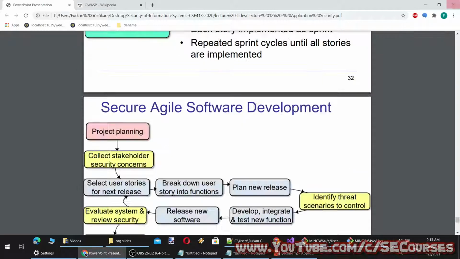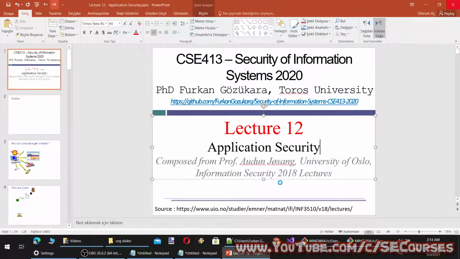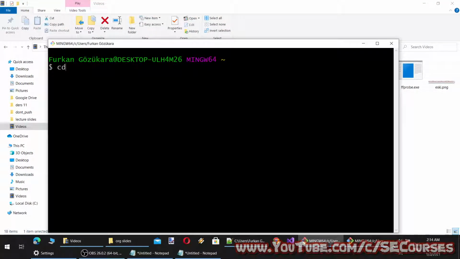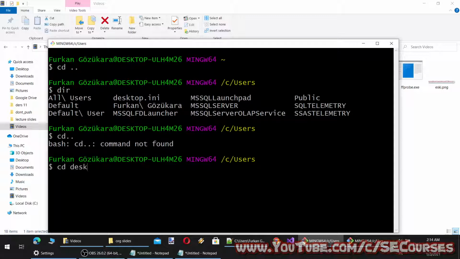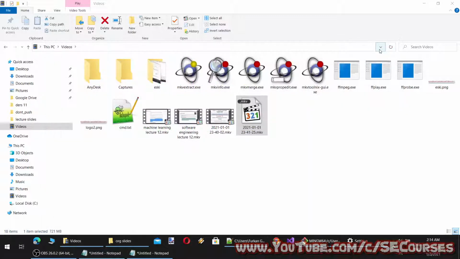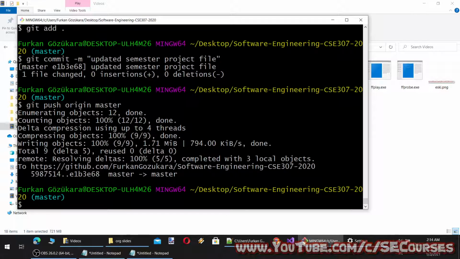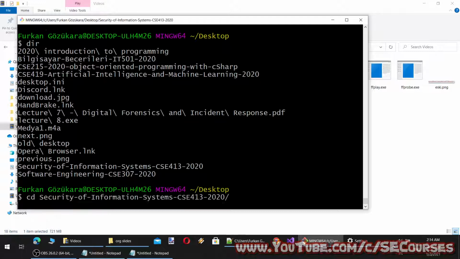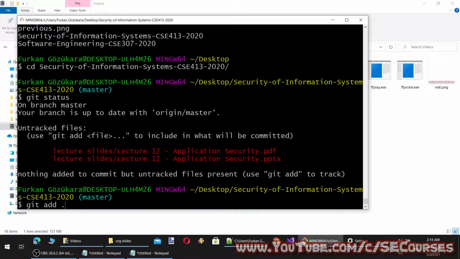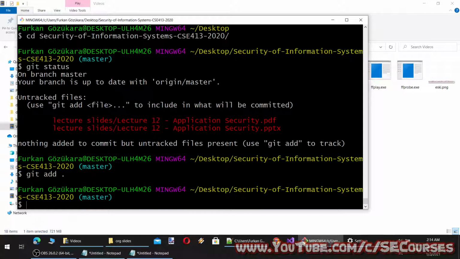I think it is enough for today, and let's upload our slides to our GitHub repository. Okay, I will close this, and one moment. Okay, security.